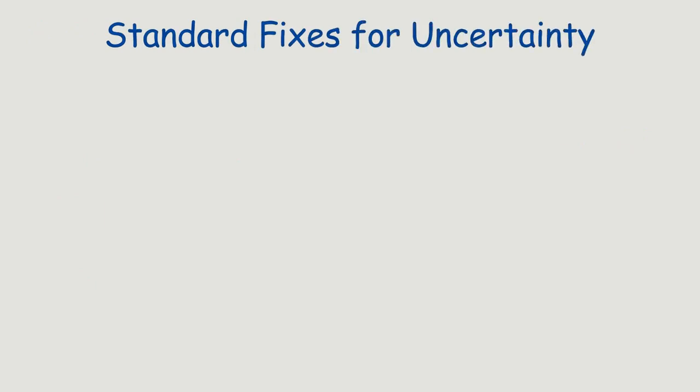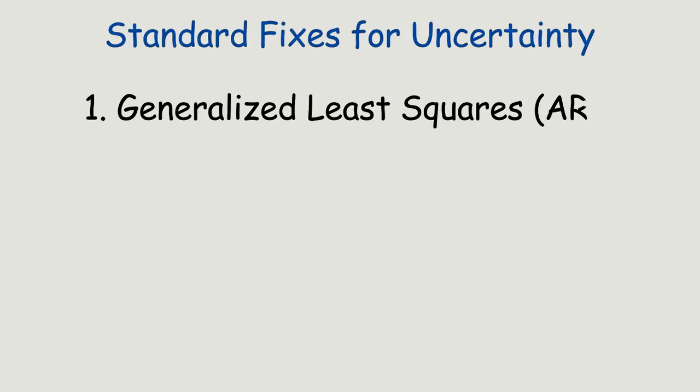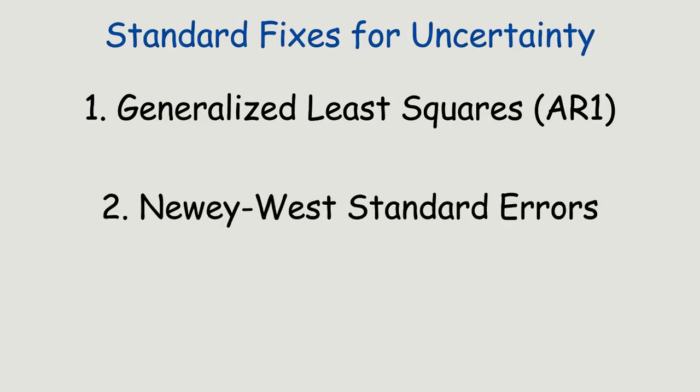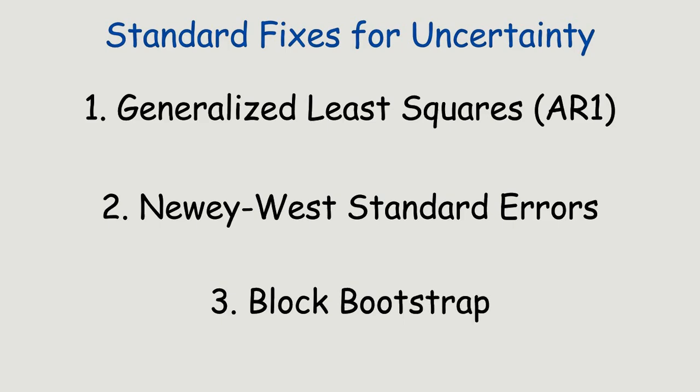There are standard fixes. You can explicitly model correlated errors, for example with an AR-1 structure using generalized least squares. You can use Newey-West standard errors that are robust to autocorrelation, or you can use a block bootstrap that resamples chunks of time instead of individual points. Different tools, same goal. Honest uncertainty.